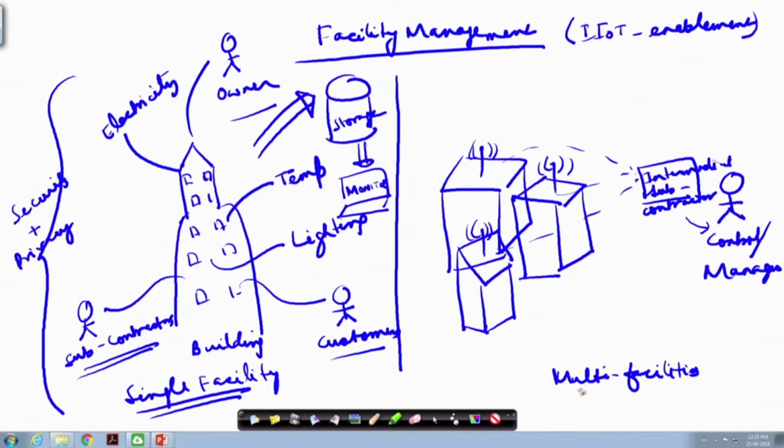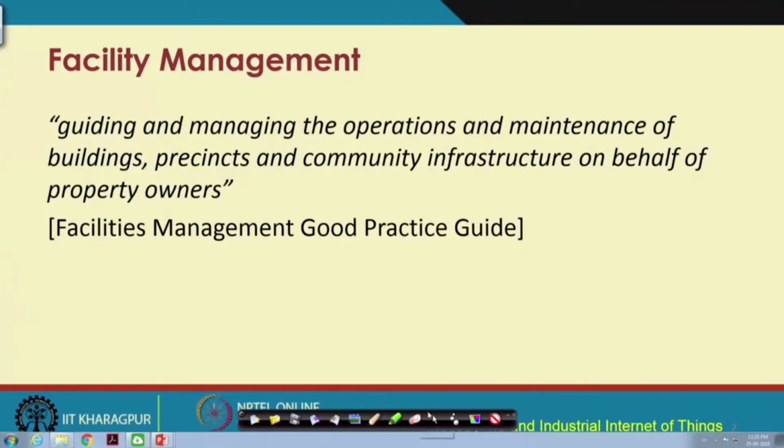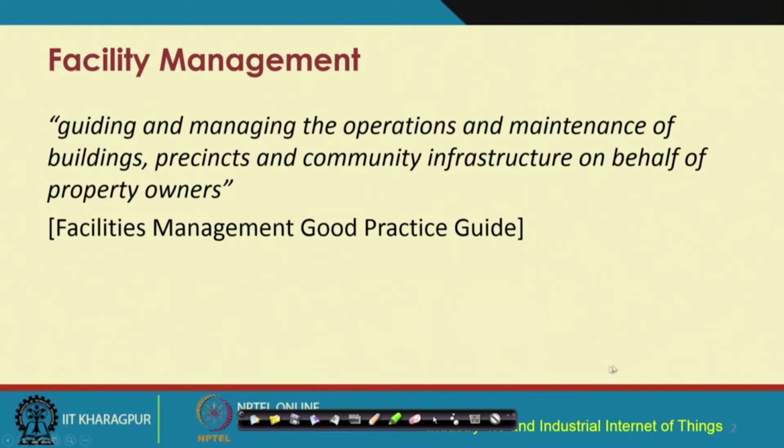So, this was the multiple facility scenario and the single facility scenario, and IIoT enabled facility management in both of these scenarios is what I just showcased. Let us now go forward and try to understand the different concepts in facility management.